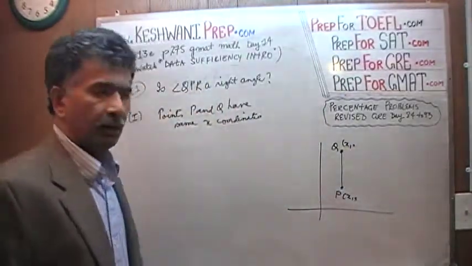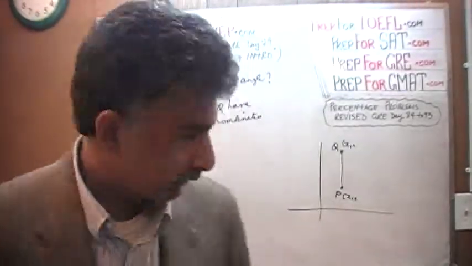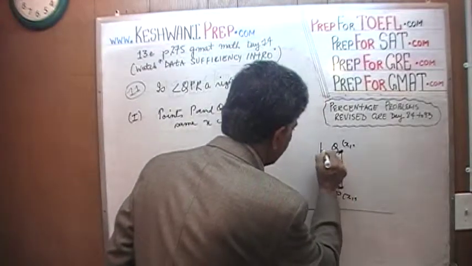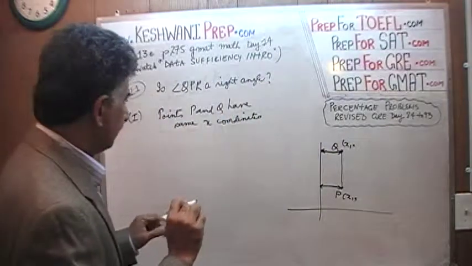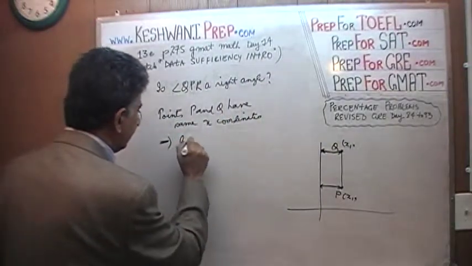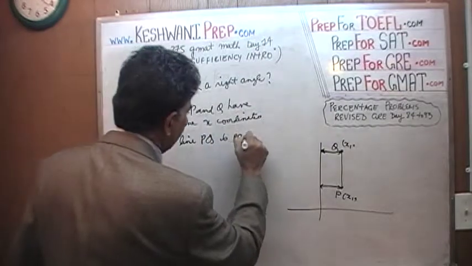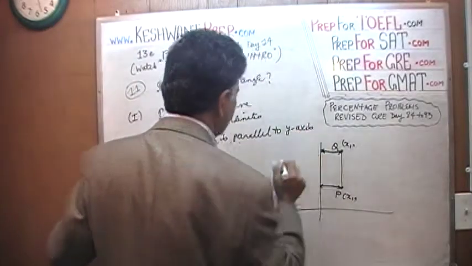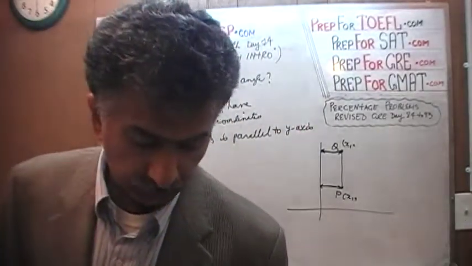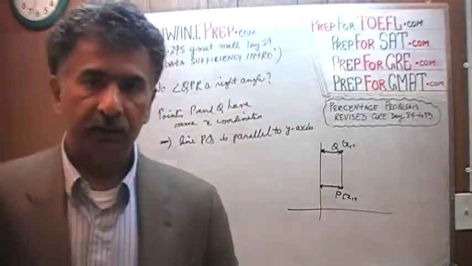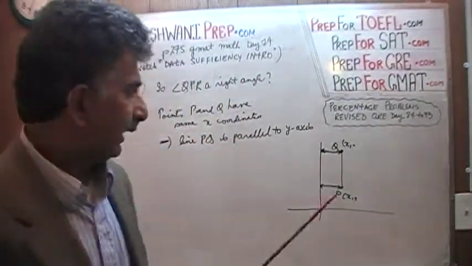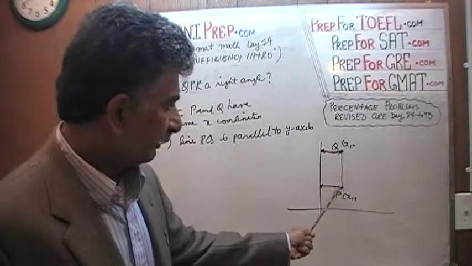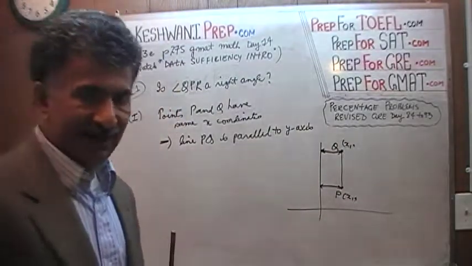Now, what does that tell us? All that tells us, listen carefully, is that this distance from here to here is the same as this distance from here to here. All this implies is that line PQ is parallel to the y-axis, and that's all it tells us. It does not help us answer the question.